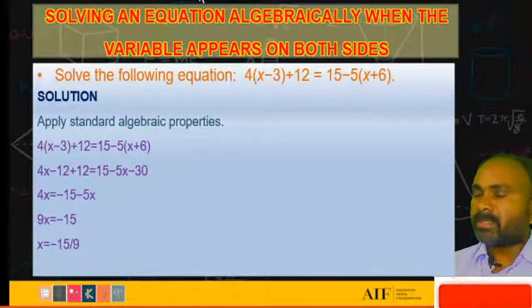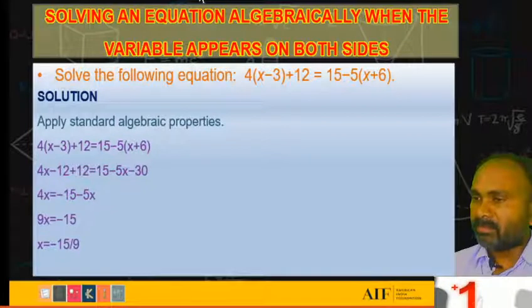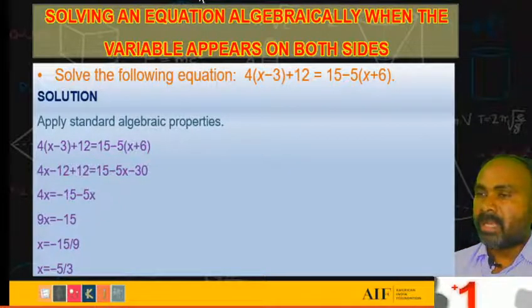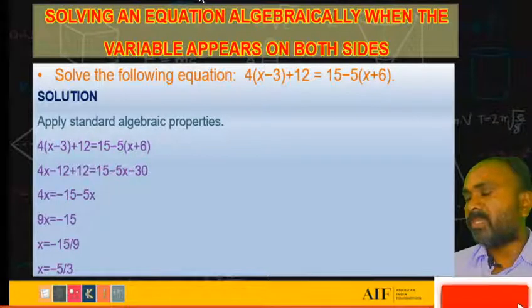Then x is equal to minus 15, and 9 is multiplied with x, so it transposes as divided by 9. So minus 15 by 9. It gets cancelled: the 3 table, 3 threes are 9 in the denominator, 3 fives are 15 in the numerator. So x equals minus 5 by 3.